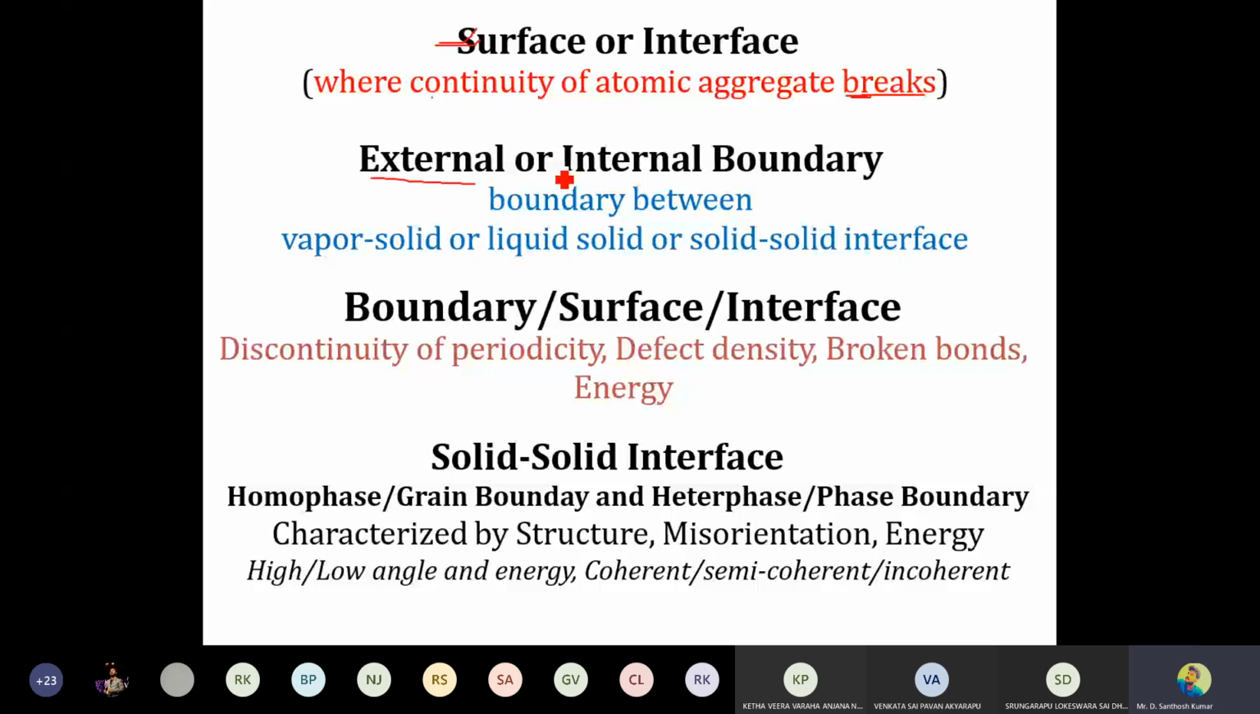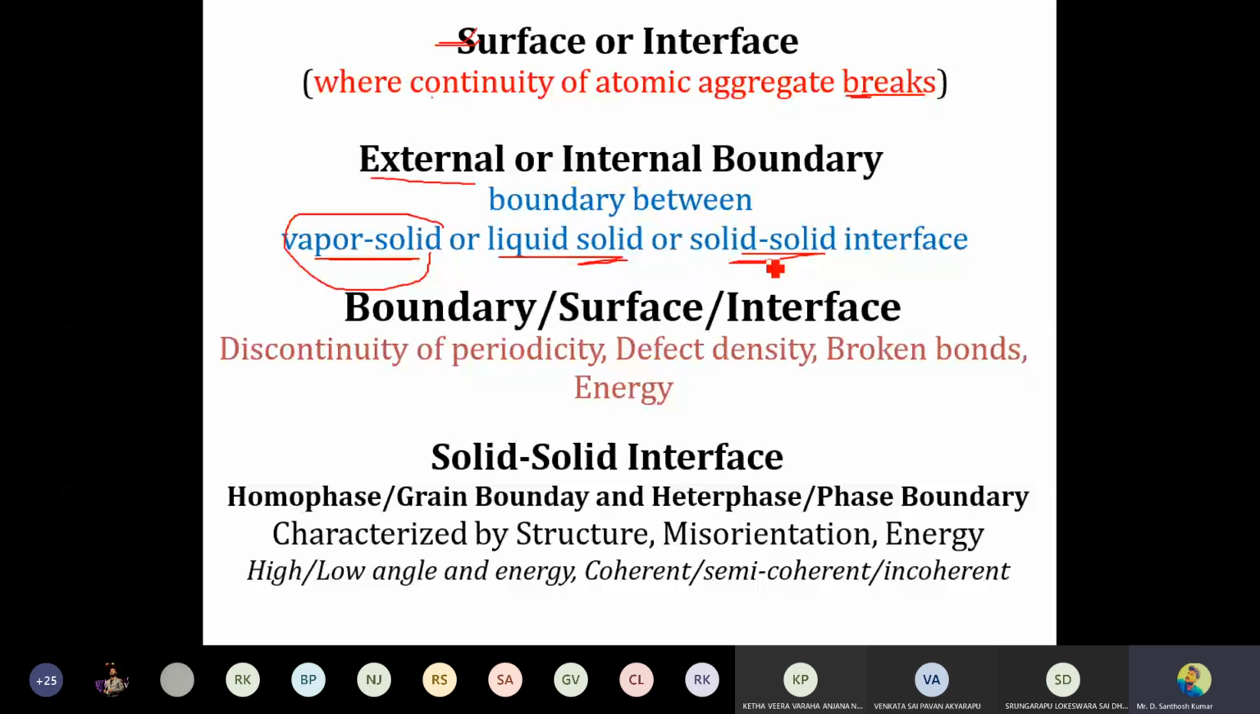Majorly these kinds of boundaries are vapor-solid. So this is one kind of internal boundary, otherwise called external. So this is the vapor-solid or maybe liquid-solid or solid interfaces. So these are different kinds of things, and there are other things also, but majorly we are focusing on the internal boundaries as well as external ones.